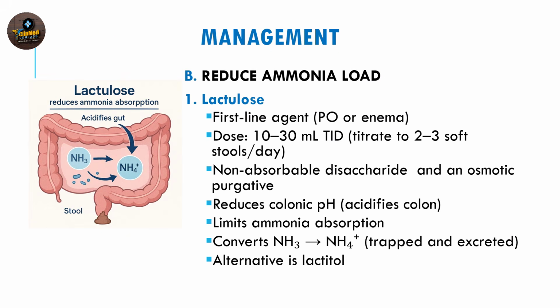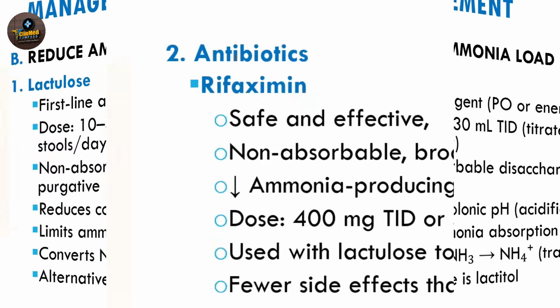Reduction of ammonia load. The first-line agent for reducing ammonia is lactulose, at a dose of 10 to 30 ml orally or rectally, titrated to 2 to 3 soft stools per day. How does lactulose work? It acidifies colonic content, converts ammonia to ammonium, which is trapped in the colon and excreted. It also acts as an osmotic purgative. An alternative to lactulose is lactitol, which is another non-absorbable disaccharide.